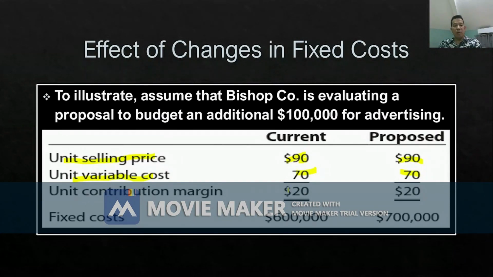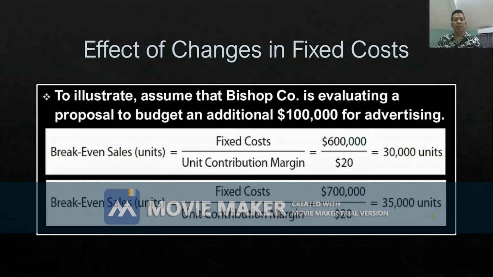The unit contribution margin, of course, 90 minus 70 is 20, while in the proposed budget, same, $20. But what is changed here is the fixed cost. So sa ngayon, ito yung fixed cost nila, 600,000. Pero sa proposal budget nila, nagiging 700,000 na. So ano yung effect of changes in fixed cost?